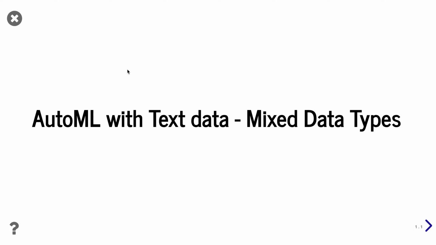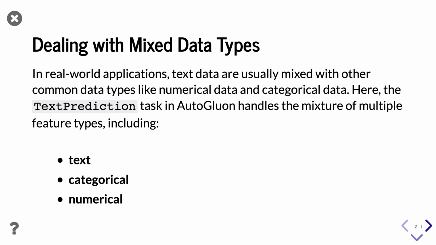Next, let's investigate the setting in which we have multiple data types, including text data, numerical data, and categorical data. Actually, this is very common in real-world applications because usually text data won't appear alone. Text data are usually mixed with other common data types like numerical data and categorical data. Thus, in the text prediction task, we handle this case.